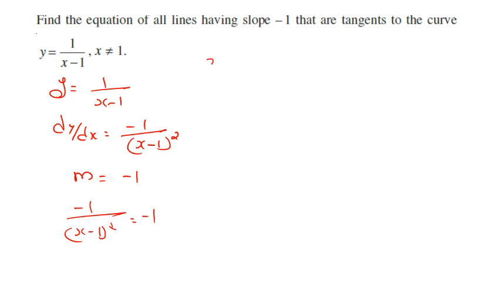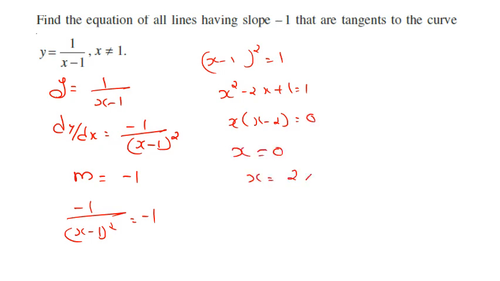Therefore, (x - 1)² = 1. So, x² - 2x + 1 = 1. So, x(x - 2) = 0. So, x = 0 and x = 2. So, which value will we take? You put x = 0 in y: y = 1/(0 - 1), that is -1. So, the point is (0, -1).